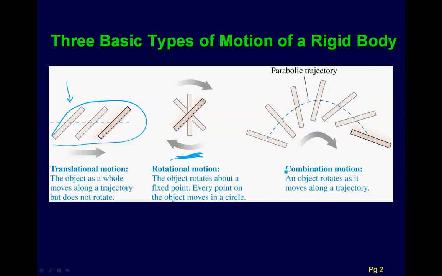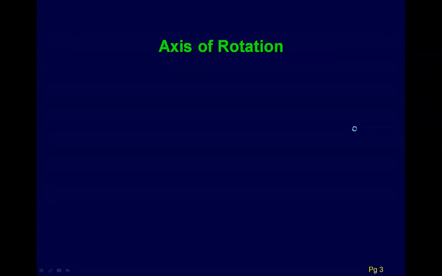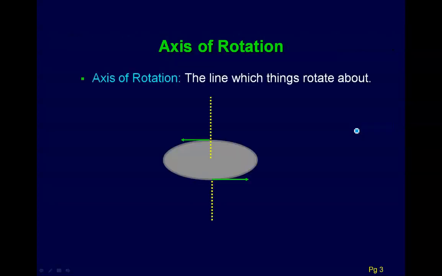And then what we can have is the combination of both of those. And so here it's a ruler that's moving along some parabolic trajectory, but it's also rotating. We want to be able to account for both these types of motion. A really important concept will be the axis of rotation, which is the line things rotate about. And basically everything we talked about would be in definition to the axis of rotation.